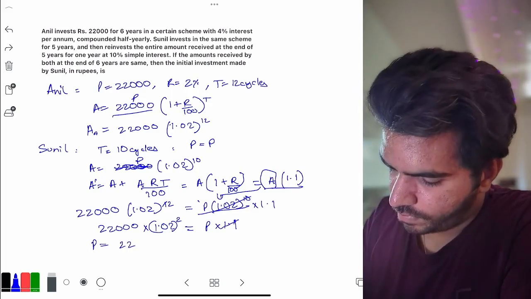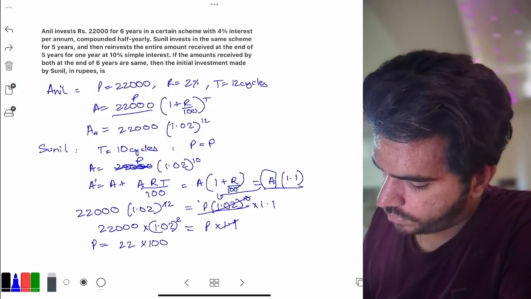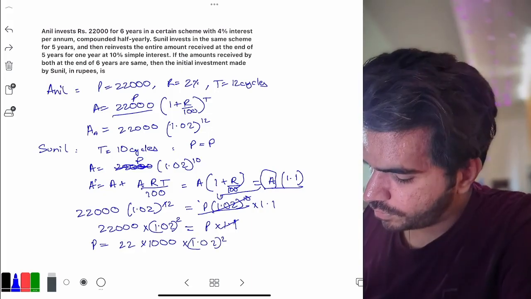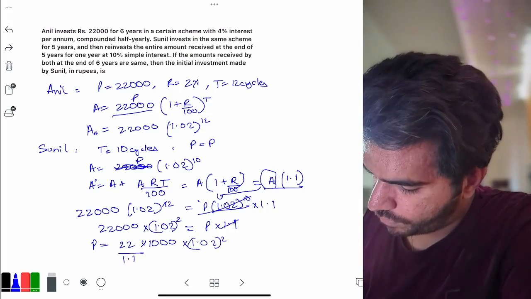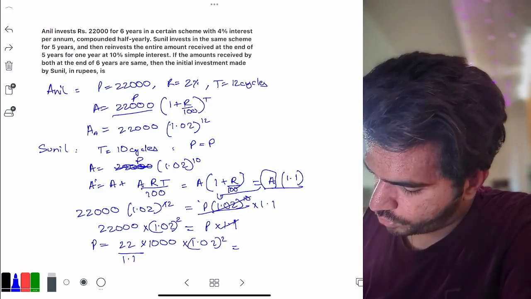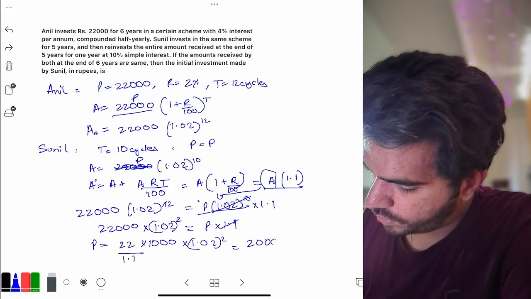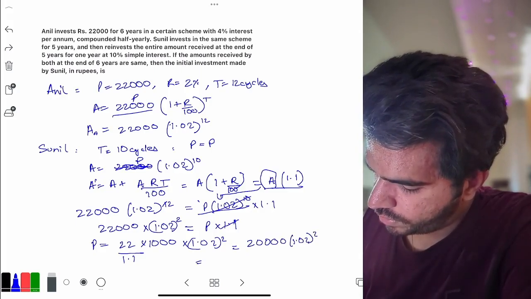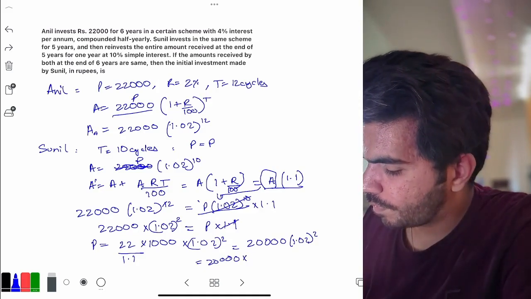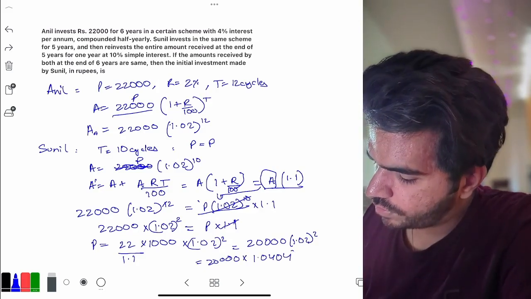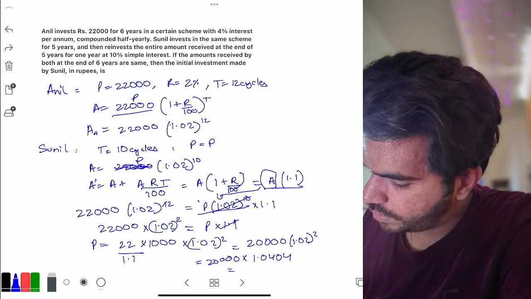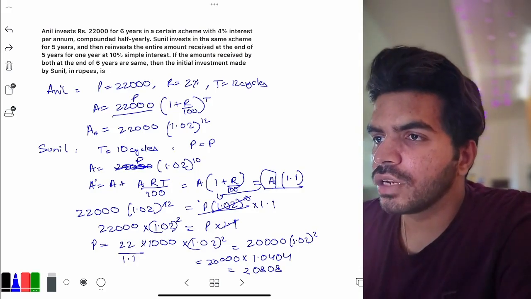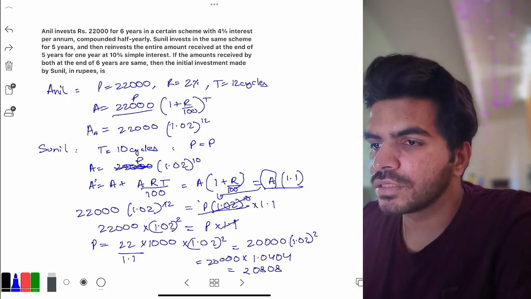The result turns out to be, taking it on that side, P equals 22,000 into 1.02 squared upon 1.1, which is 20,000 into 1.02 squared, 20,000 into 1.0404. On calculation, it should be 20,808, which was the initial amount invested by Sunil in rupees.